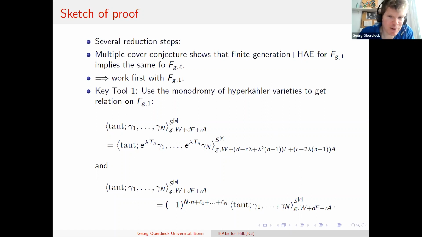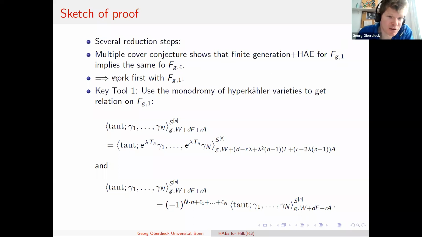So with respect to the proof, in some sense there's a lot of formality that we set up, a lot of formulas. But once you set this up correctly, then there are some natural reduction steps that go through very naturally. And one of them is that you can use this multiple cover conjecture to reduce really to this case of FG1. So once you have that multiple cover conjecture, you can prove that finite generation and holomorphic anomaly equation for FG1 implies the same thing for FGL. And so there's an argument how to prove the multiple cover conjecture in this case that I can explain if somebody asks. But in some sense, the crux then is to just work out this case for FG1.